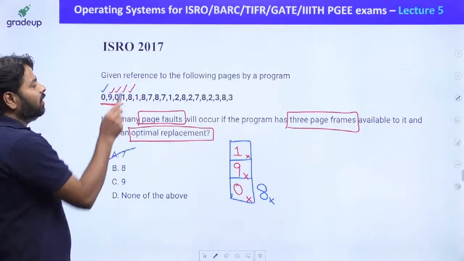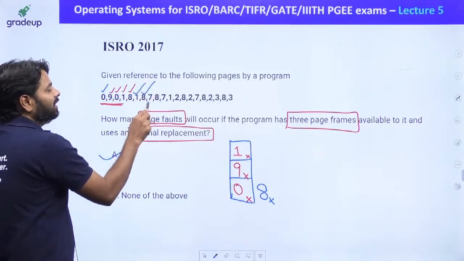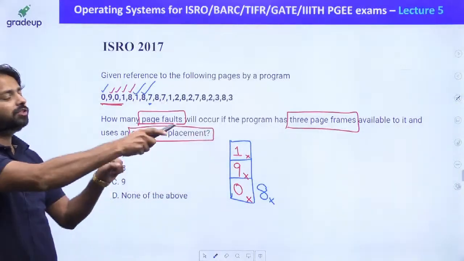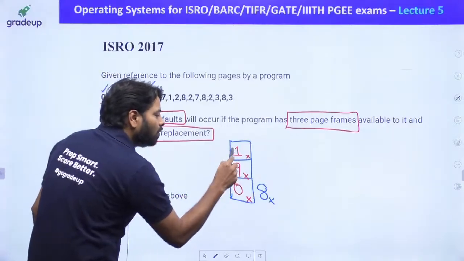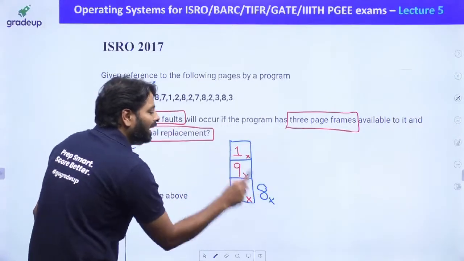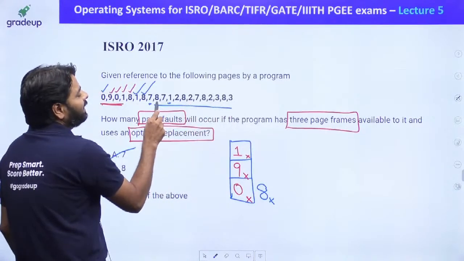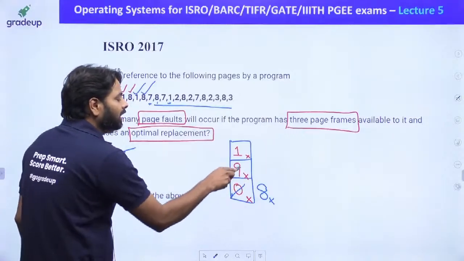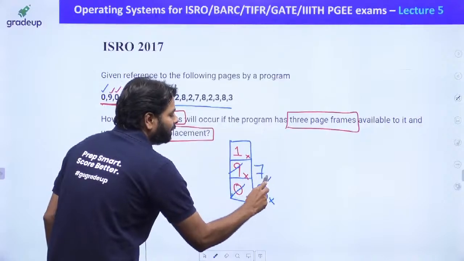Now 1 is already there, 8 is already there, and 7 is not available. Now look at the future. 8 is coming. Look at only 1, 8, 9. Here, 1 is coming, 8 is coming, but 9 is not at all coming. So anyhow 0 is already deleted. Now in place of 9 we are going to keep 7. We got another page fault.